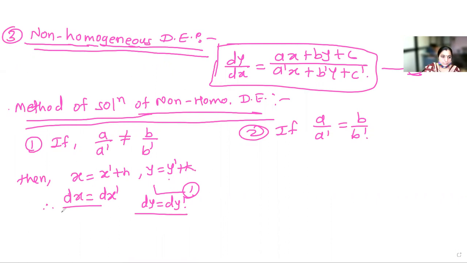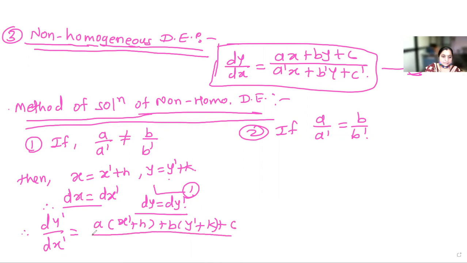Therefore equation 1, our non-homogeneous equation, dy by dx becomes dy dash by dx dash is equal to a into x dash plus h plus b into y dash plus k plus c, divided by a dash into x dash plus h plus b dash into y dash plus k plus c dash. I will draw this.